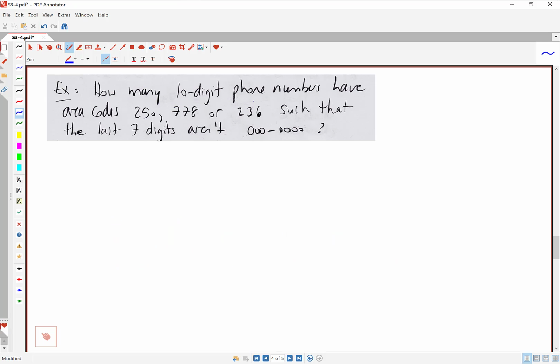Let's figure out how many 10-digit phone numbers have area codes 250, 778, or 236, such that the last 7 digits aren't all zeros. Well, let's see if we can break this up into a sequence of choices. We've got the phone number and the area code to deal with. So let's talk about the phone numbers first. Let's talk about the number of 7-digit phone numbers. We'll first do this with no restrictions, and then we will take into account the fact that we want not all zeros later.